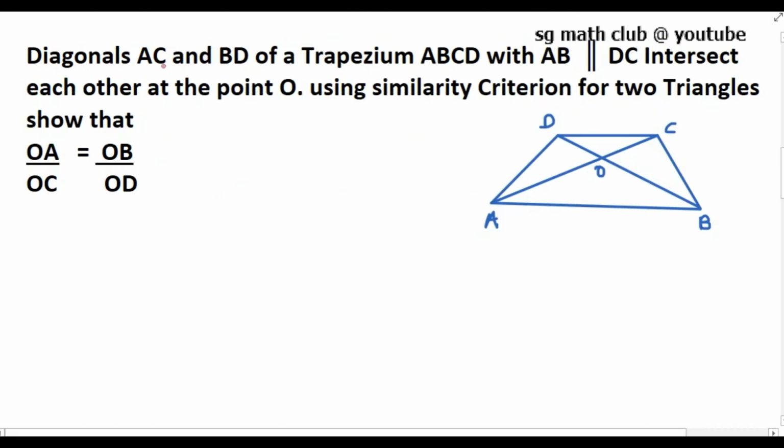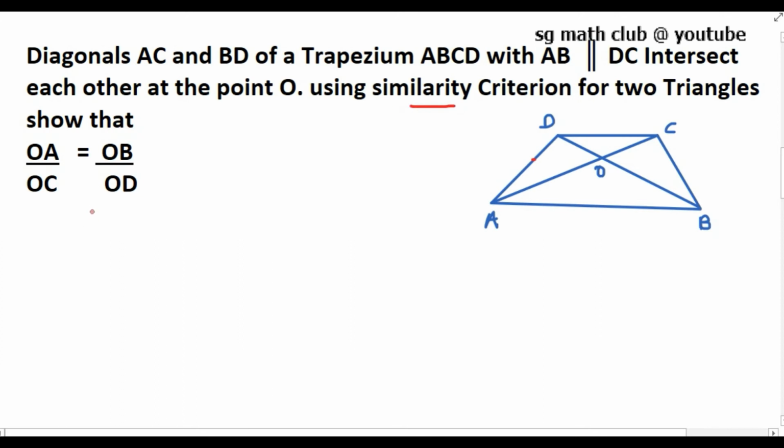Now the next question, diagonals AC and BD of a trapezium ABCD with AB parallel to DC intersect each other at O. Using similarity criterion for two triangles, show that OA divided by OC equal to OB divided by OD. Earlier in the previous exercise we have done with basic proportionality theorem. We have constructed a line EO parallel to AB, and we have done this with basic proportionality theorem. Here they have asked using similarity criterion I need to prove this.